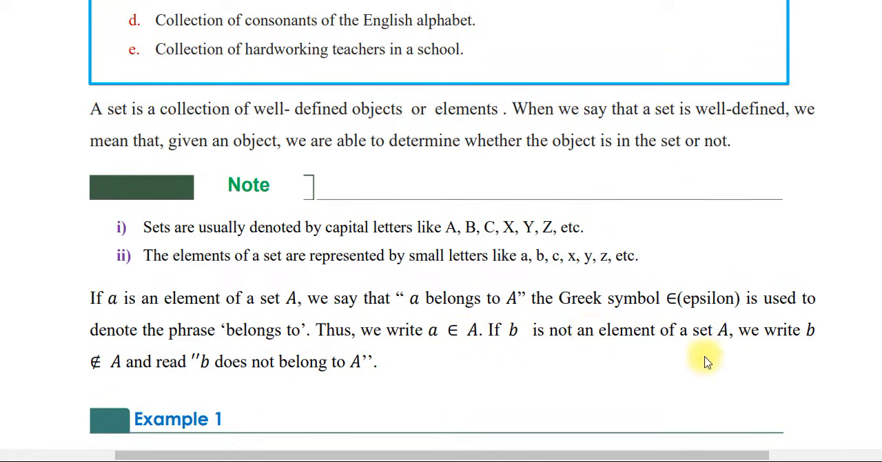is not an element of set A, we write b ∉ A, and read as b does not belong to set A እንላለን ማለት ነው። Okay?